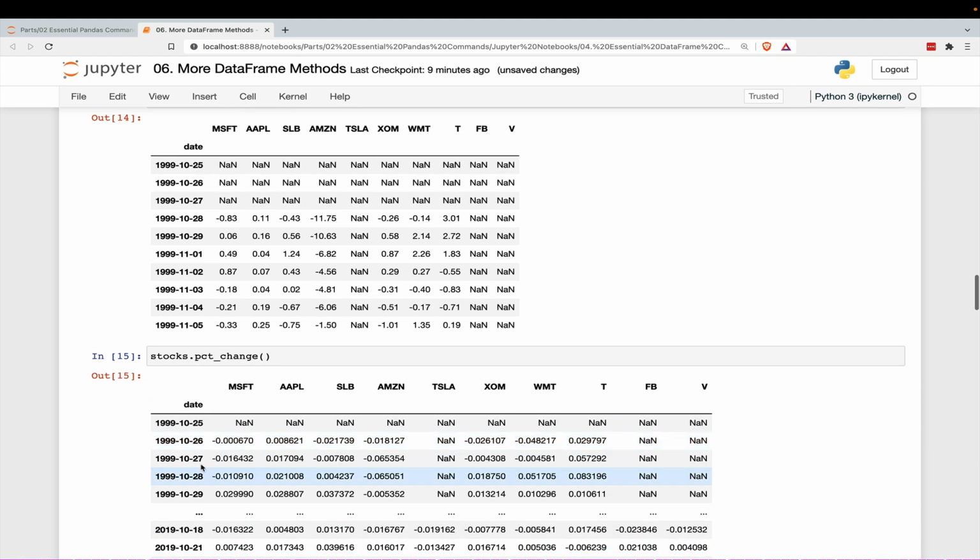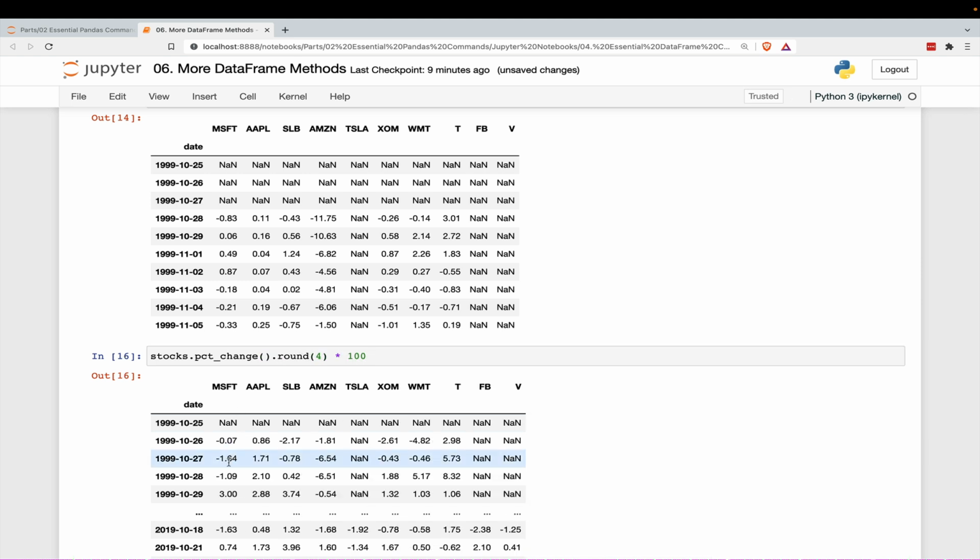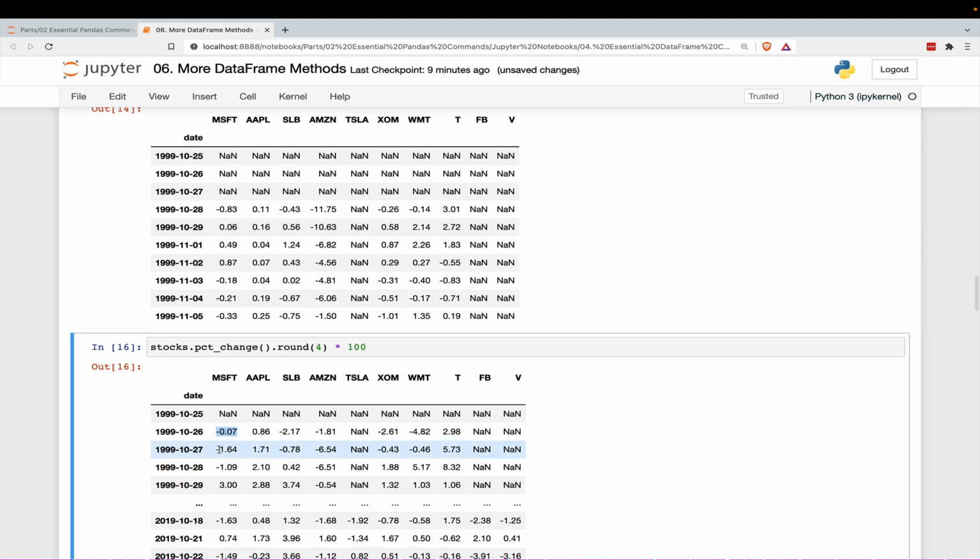It just takes the percentage, not just the absolute difference. So this is just the percentage. Well, not actually quite the percentage. You need to be clear. Even though it says percent change, you do have to multiply it by 100. It's like a 0.07% decline. Then it had a 1.6% decline on the next day, and so forth. So you do have to multiply by 100 to actually get the percentage.